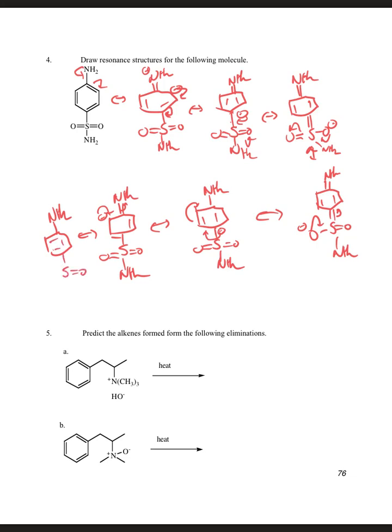Then the sulfur and the NH2. So we get that. Then these, we form the alkene with the double bond there. This one goes to the more substituted side, so we get that.